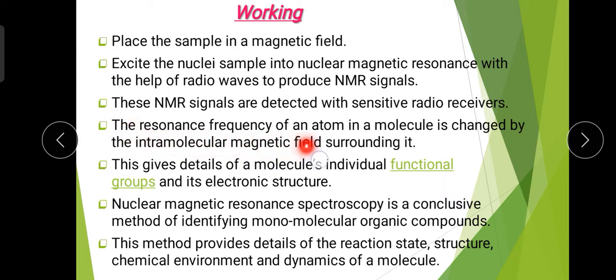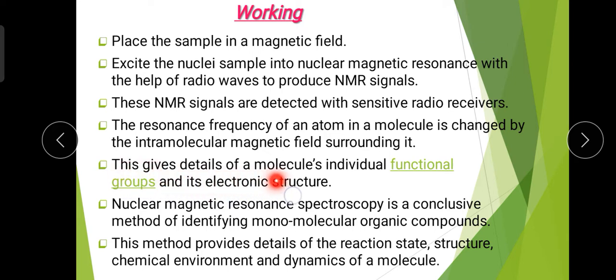The resonance frequency of an atom in a molecule is changed by the intramolecular magnetic field surrounding it. That means, for the resonance frequency of an atom in a molecule, we know that an atom consists of nuclei and electrons, and a molecule consists of atoms. So the resonance frequency of an atom in a molecule is changed by the intramolecular magnetic field. So there is an intramolecular magnetic field, and the radio frequency is changed due to that intramolecular magnetic field.